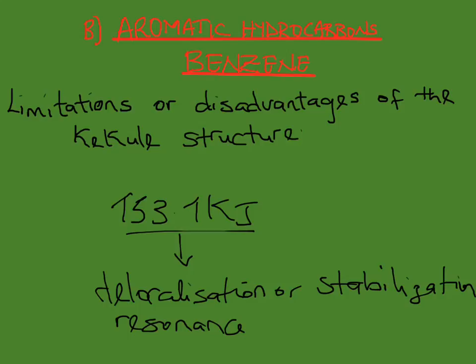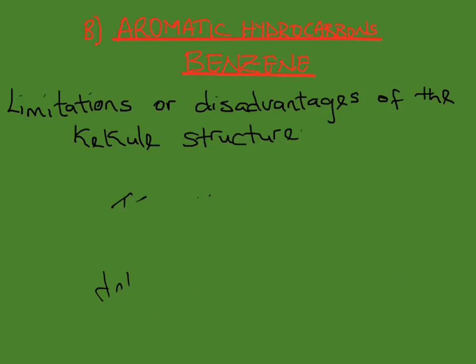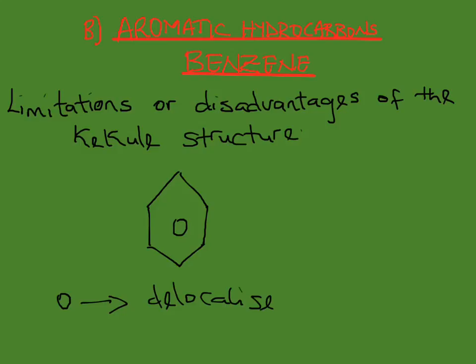The structure of benzene is nowadays written as this, like you can see on your screen, where the circle indicates delocalized pi electrons.